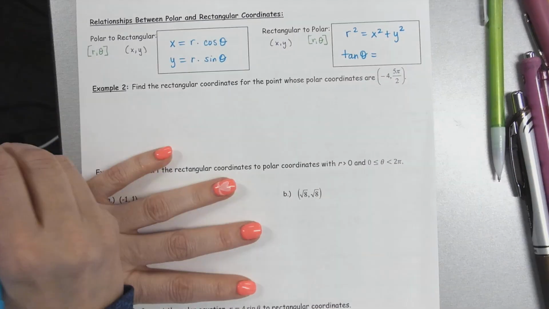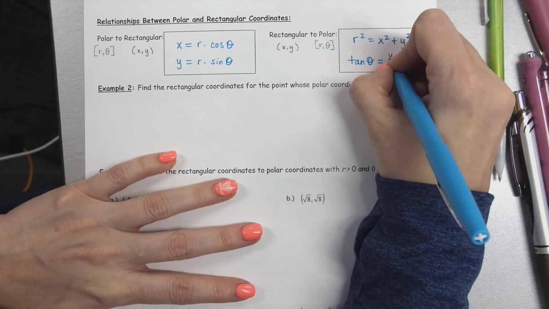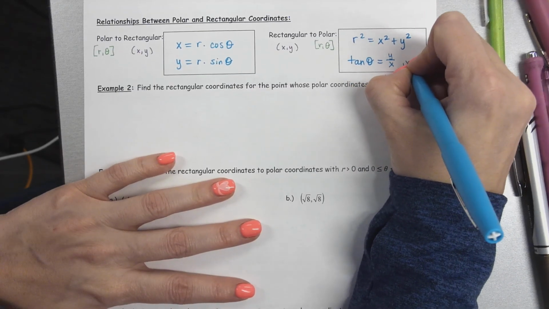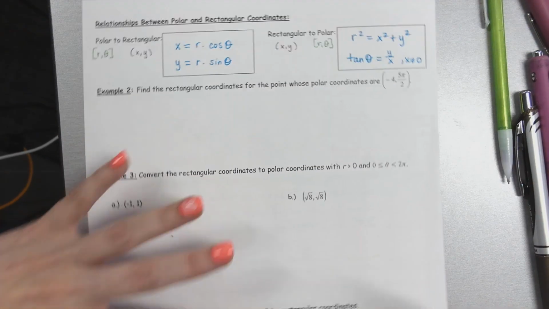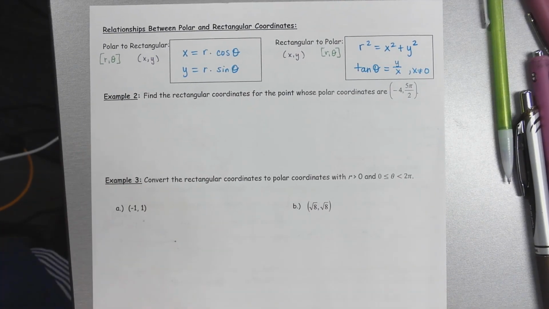Okay, so the other equation is that the tangent of theta is equal to y over x. And in this case, your x can't be 0. That would lead to an undefined value.